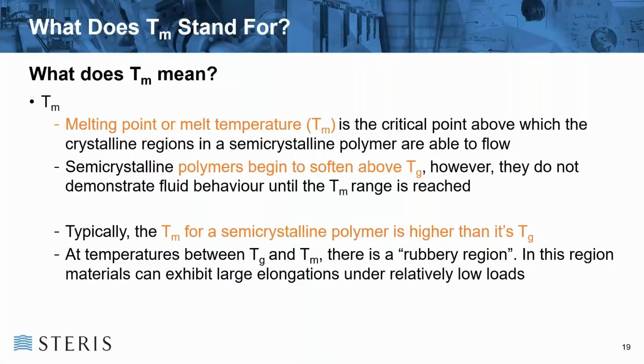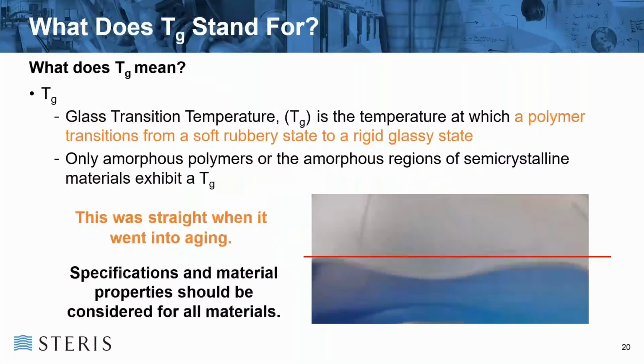Semicrystalline polymers begin to soften above TG, which is the glass transition temperature. However, they do not demonstrate fluid behavior until the TM range is reached. So typically that melting point is higher than the glass transition point. And at temperatures between the glass transition point and the melt temperature, there is a rubbery region. In this region, materials can exhibit large elongations under relatively low loads, so basically they can be very easily deformed. So the glass transition temperature is the temperature at which a polymer transitions from a soft rubbery state to a rigid glassy state if you're reducing the temperature.